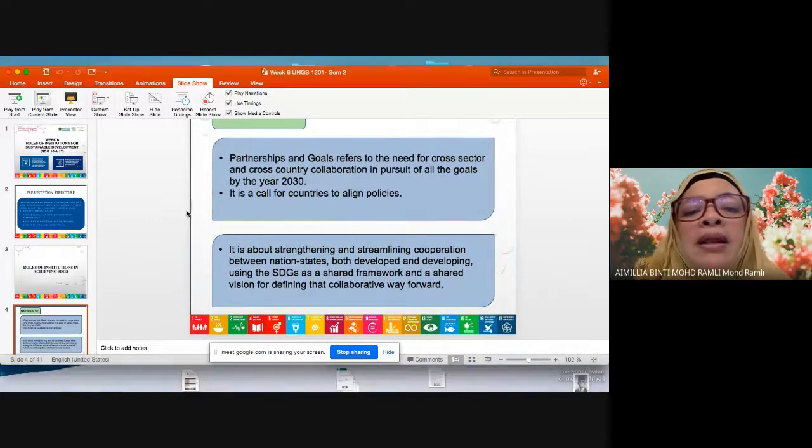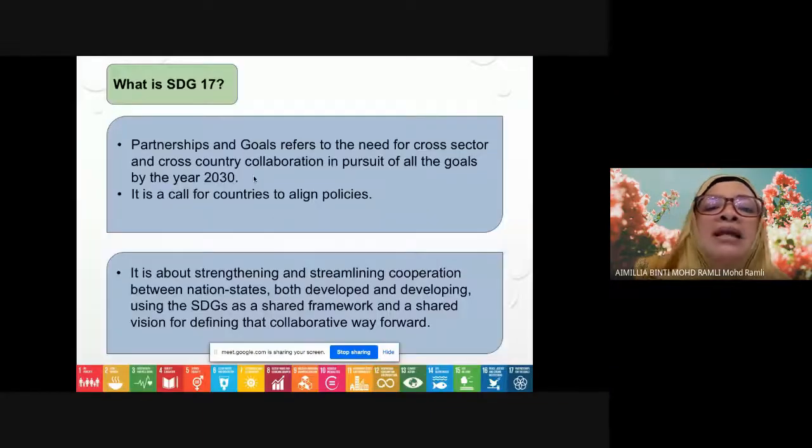So, partnership and goals. What is SDG 17, the last SDG? UIA is planning to add one more SDG, which is on spirituality. But it's still in the process, so it has not been added yet. So we have this last SDG.